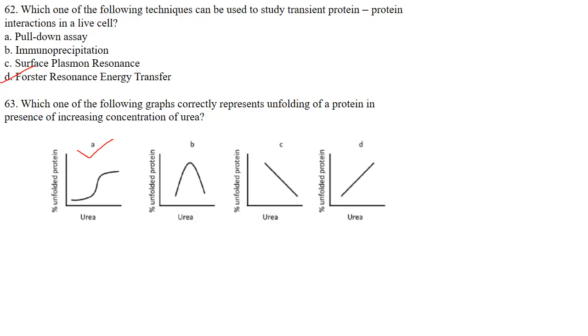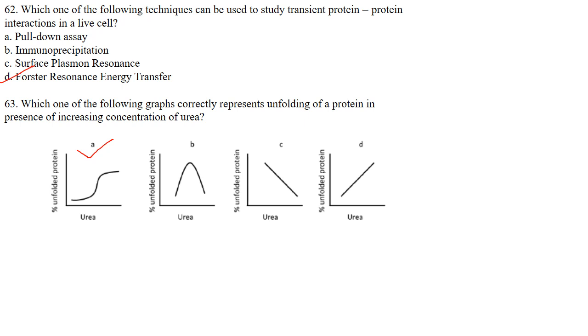Which one of the following techniques can be used to study transient protein-protein interaction in a live cell? So, it is Förster resonance energy transfer. Answer is option D. Then, next one.